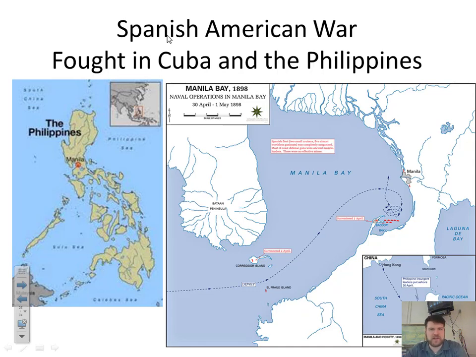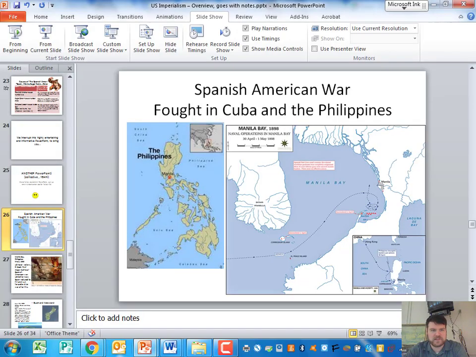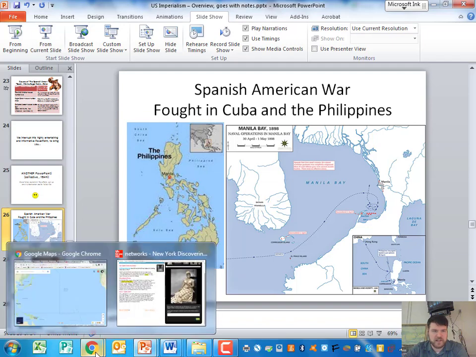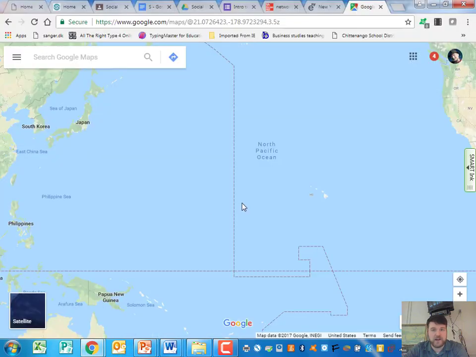So let's zoom out. Here's a map just showing you quick. Here's the Philippines. Here's Manila Bay, which is in this part here in the Philippines. But let's zoom out quick. Let's take a look at the map just to give us a global perspective of where we're at here.